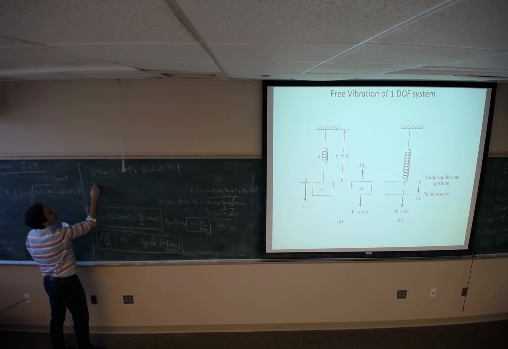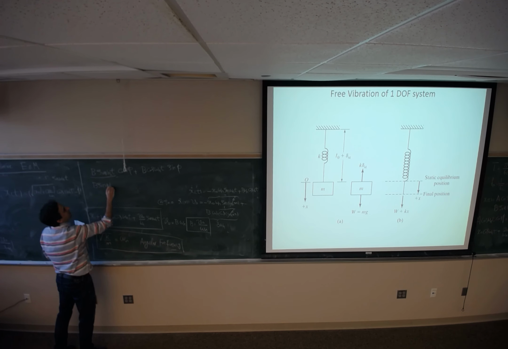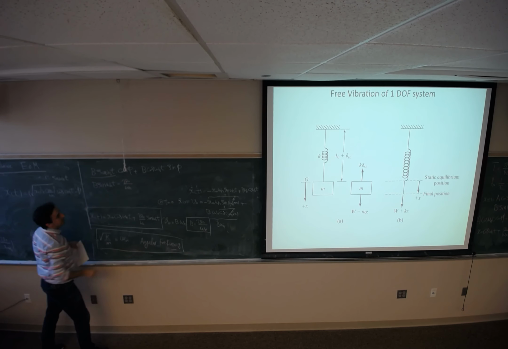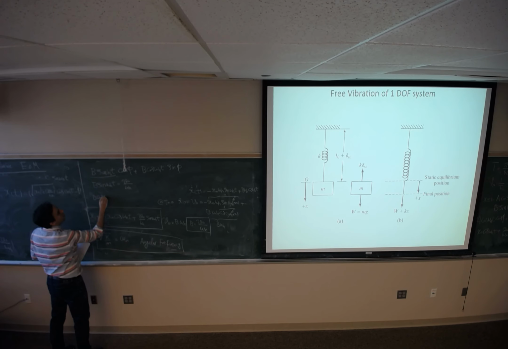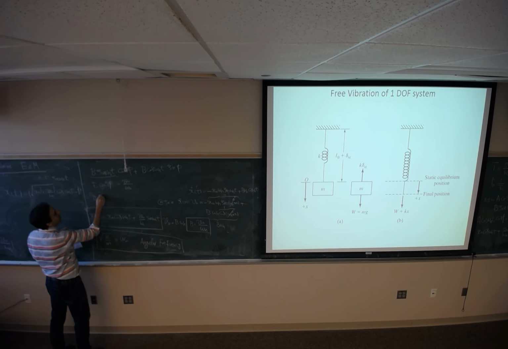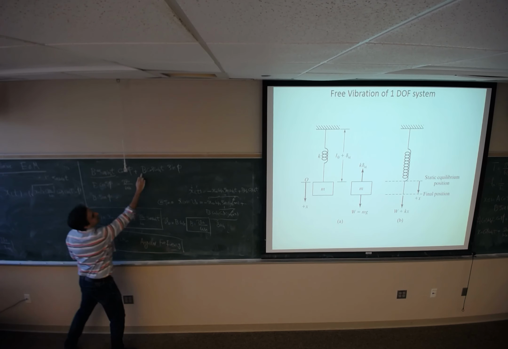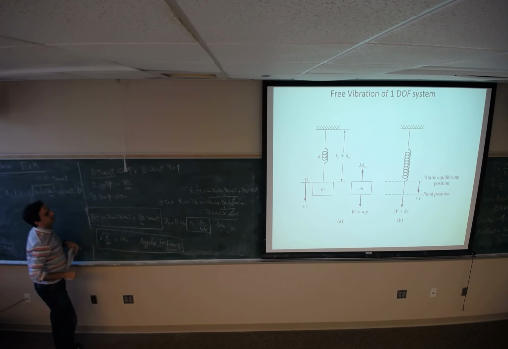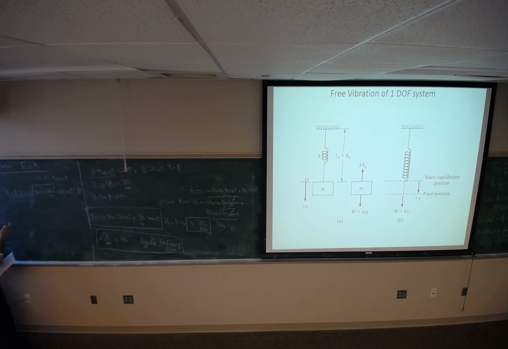So B cosine of phi, the coefficient of sine of omega n t, should be equal to V naught divided by omega n. And B sine of phi, the coefficient of cosine of omega n t, is x naught. If I want to find B, I should square both sides, and I'm going to end up with the same thing.